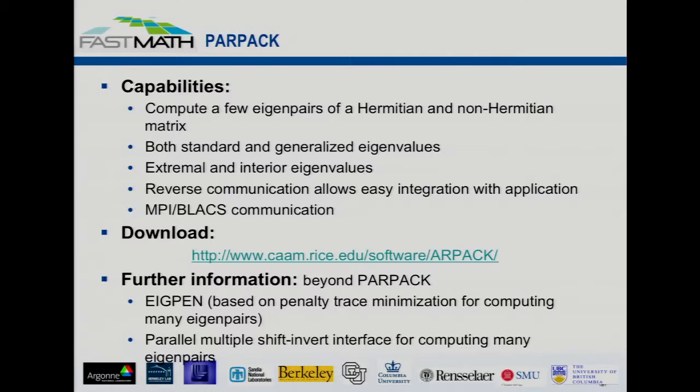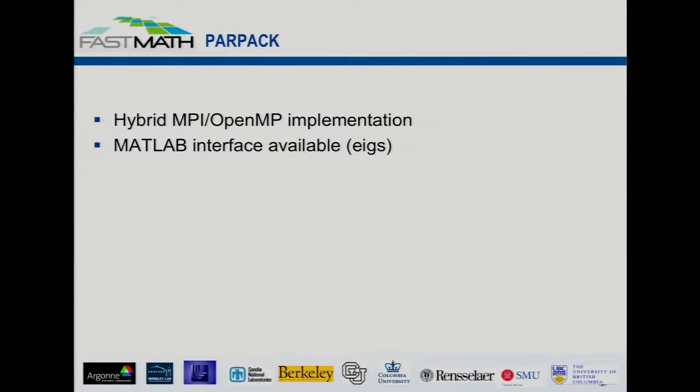The second package is a package called PARPACK, which is an eigenvalue package for computing a small number of eigenvalues for very large problems, generally sparse, although they don't actually always have to be sparse. It's available from the website indicated here, and it can compute either extreme eigenvalues at either end or a set of eigenvalues somewhere in the middle of the spectrum. It provides both MPI and OpenMP implementations, and it's actually available in MATLAB. If you use the eigs function in MATLAB, it actually calls a version of PARPACK.